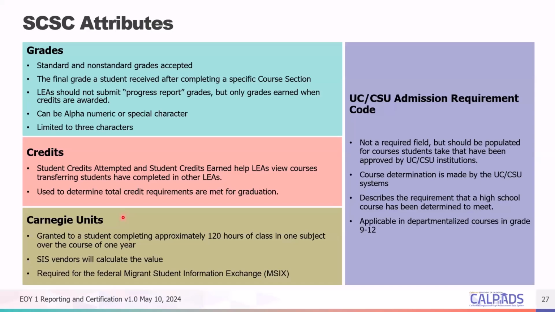2 semester courses equal 1 year-long course. A year-long course constitutes 1 Carnegie unit. Semester courses constitute 1/2 of a Carnegie unit.